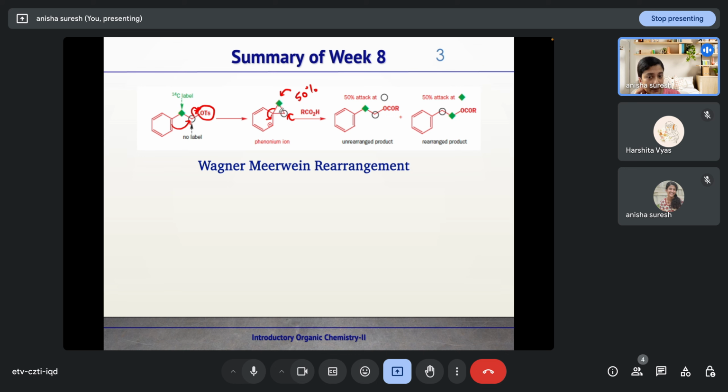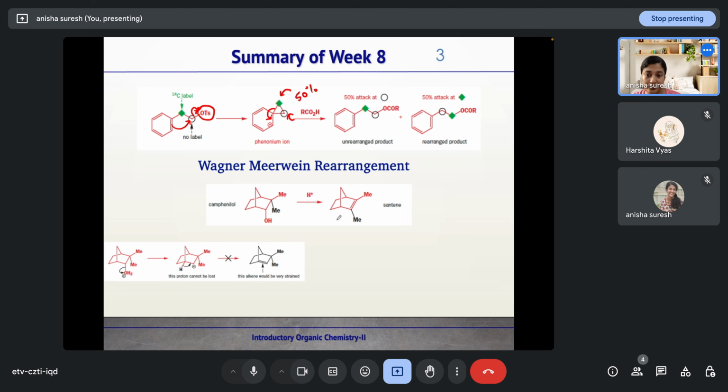Now coming to Wagner-Meerwein rearrangement, it is a carbocation rearrangement. We have this camphene hydrate, and when it is treated with H+, it will lead to formation of this isocamphene. So what is happening here? There were two methyl groups at this position, and here there is only one methyl, and this alcohol is getting removed and the methyl is getting shifted here. So what is the mechanism that is taking place here?